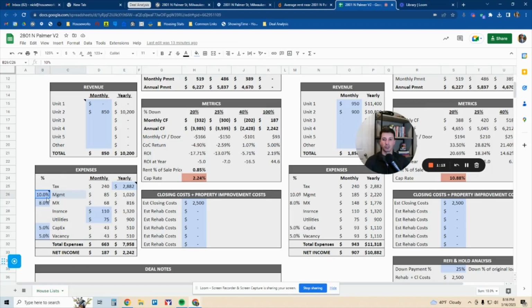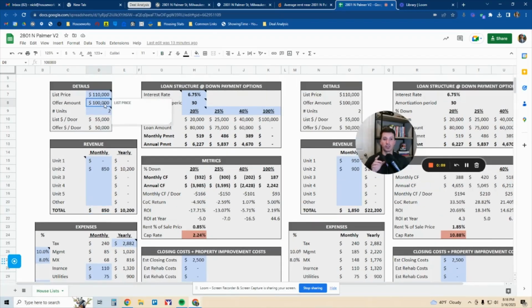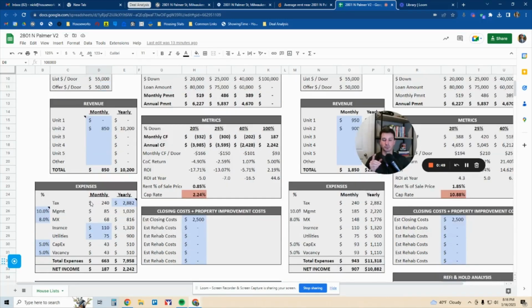And so a lot of these buckets, I calculate my expenses in terms of percentages. So if you see a 10%, 8%, that is reflective of a percentage of the monthly rent. One more thing too, in here, all this information pulls from your offer price. So that way, if you want to manipulate what you want to offer to see if it's going to hit the numbers you want it to hit, you just have to change this offer price right here.